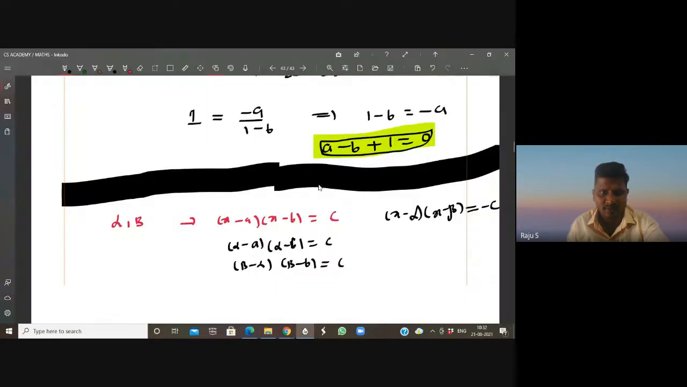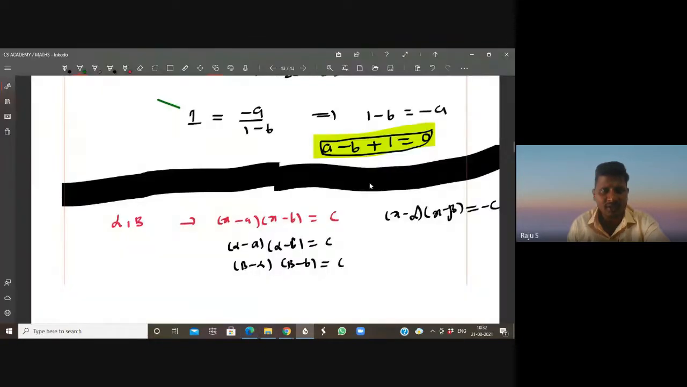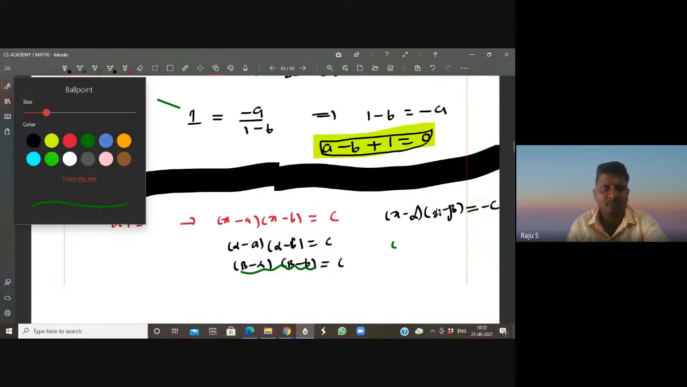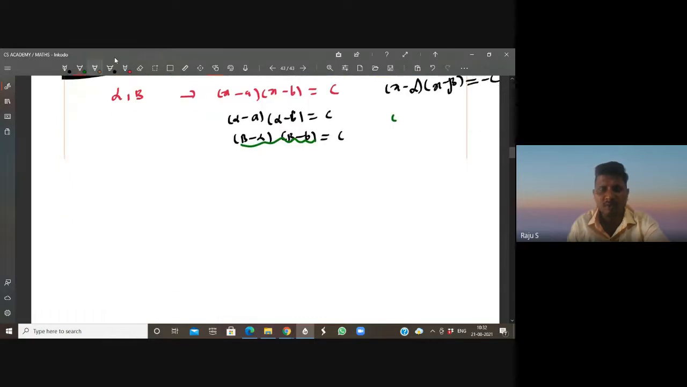So here, when I replace with option verification, it is not required. When I take from this equation, any one of the equations, take minus common. Otherwise, sometimes you might be confused by this method.